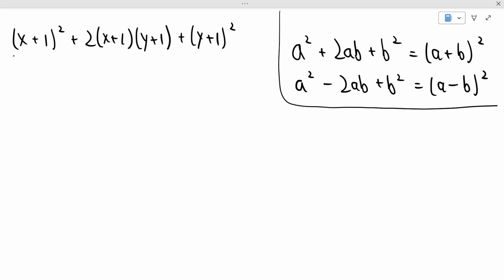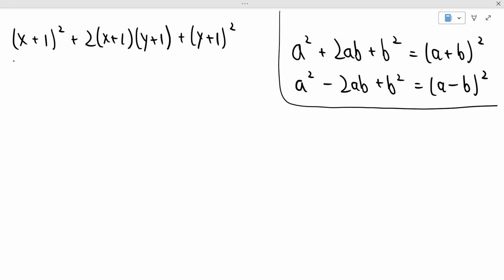Let's factor x plus 1 all squared plus 2 times x plus 1 times y plus 1 plus y plus 1 all squared. We can see that there are two squared terms in this expression, x plus 1 all squared and y plus 1 all squared. So if we let a equals x plus 1 and b equals y plus 1, the 2ab term is simply 2 times x plus 1 times y plus 1, which is the middle term in this expression. So this expression is in the form a squared plus 2ab plus b squared, where a equals x plus 1 and b equals y plus 1.